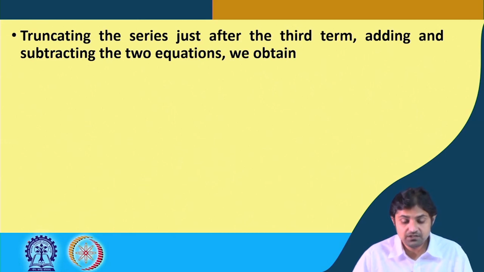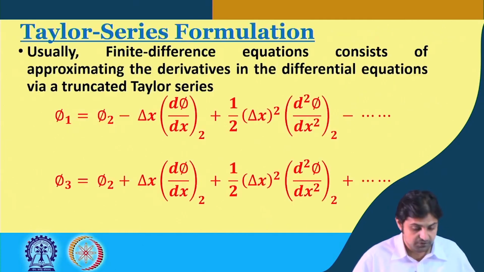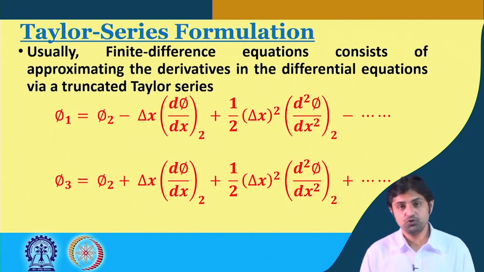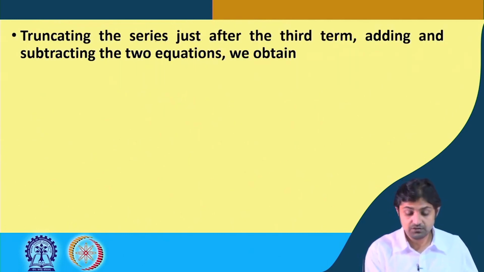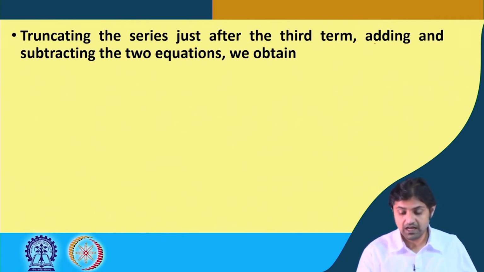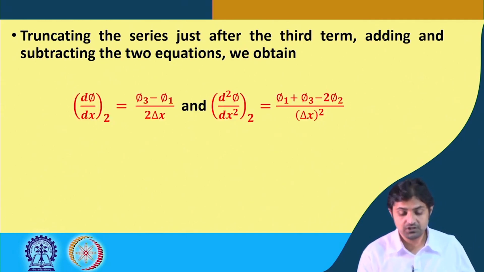Truncating the series just after the third term, and adding and subtracting the two equations. There were two equations, phi 1 and phi 3, both written in terms of phi 2. If we stop the series after the third term and add and subtract the two equations, then we obtain del phi by del x at point 2 as phi 3 minus phi 1 by 2 delta x, and also del square phi by del x square can be written as phi 1 plus phi 3 minus 2 phi 2 by delta x square.